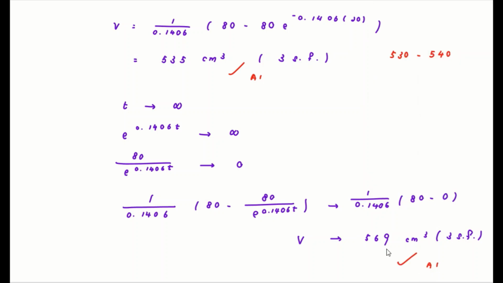So if you really don't understand this approach, you can just use your calculator, slowly increase your value, and you can get the same answer as well. For this question, this is the accurate answer, but the question allows any value between 567 and 571. Okay, so that's basically the last 2 marks.